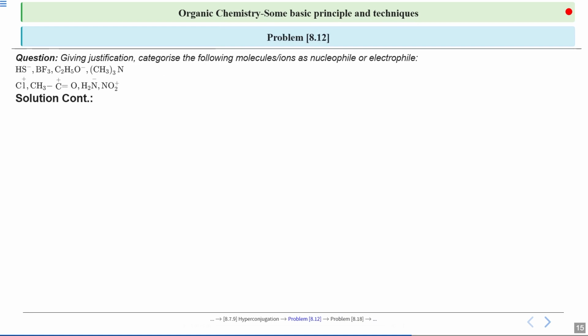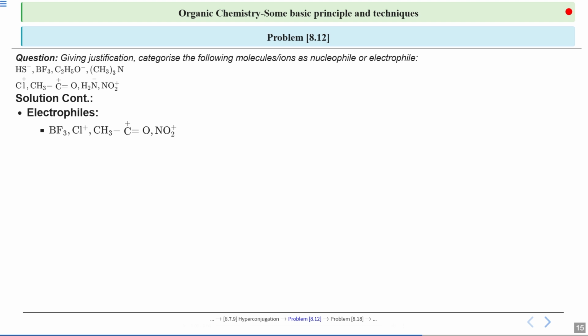Then moving on to the electrophiles. If you remember the definition of electrophile, these are those species which are electron loving. Here, BF3, Cl plus, CH3-C plus=O, NO2 plus. Out of these, three are already containing a positive charge, whereas BF3 does not contain any lone pair. So that is for sure, it is not a nucleophile. But how is it an electrophile then?